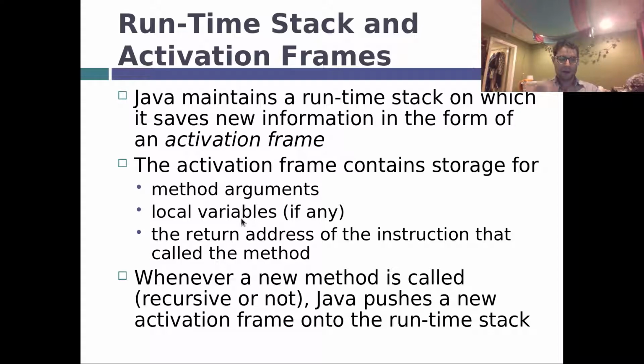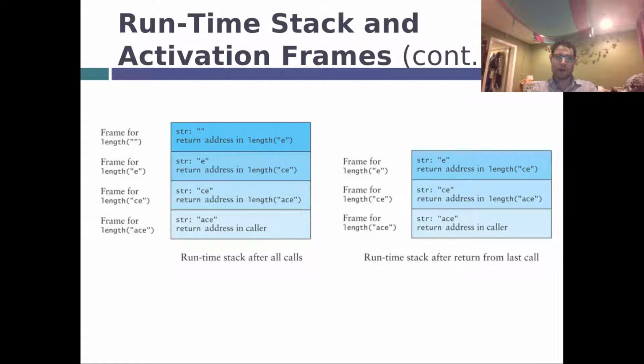Now these are used whether or not we've got a recursive method. These get used for every single method call, not just recursive ones. But with recursion, it's good to see how this works. When you call a new method, we create a new activation frame and we put it onto the runtime stack, right? And suppose we're walking through length of ACE.